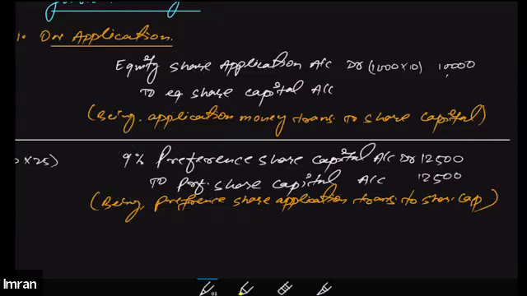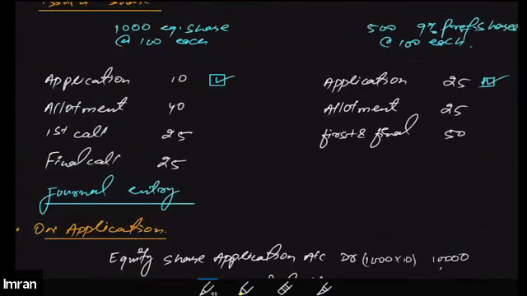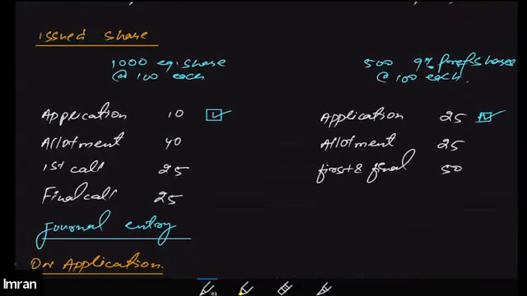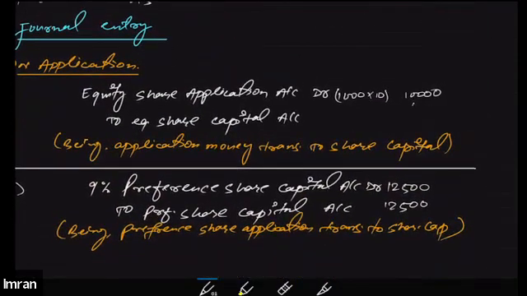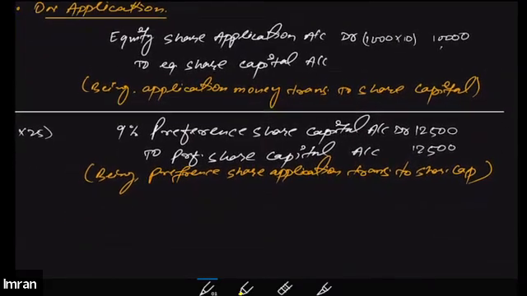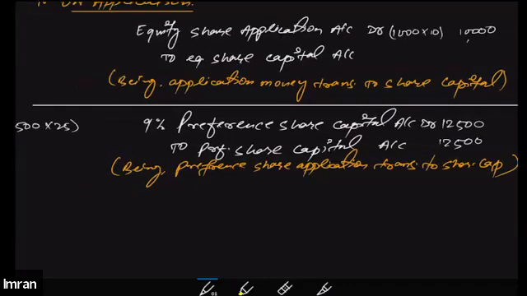Only the name is different. Instead of writing down equity share, this time we have received preference share. See, we have received equity shares of 1,000. At the same time, we also issued 500 preference shares. So we will be passing the journal entry for the receipt of application money for both kinds of share at the same time, which will be equity share application debit to equity share capital, and for preference share it will be preference share application account debit to preference share capital.